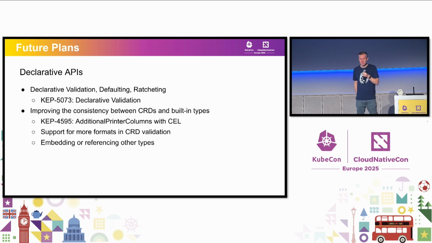There's also gaps in the way that you can compose types. So if you're trying to embed a type in another type, or you're trying to reference another type, there's not a lot of API machinery support for that. So we're looking into ways to do that better.